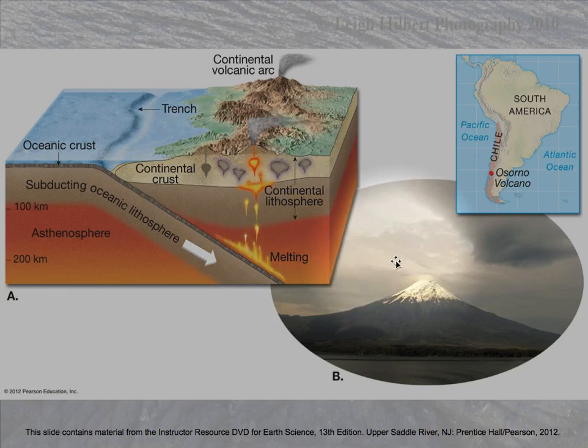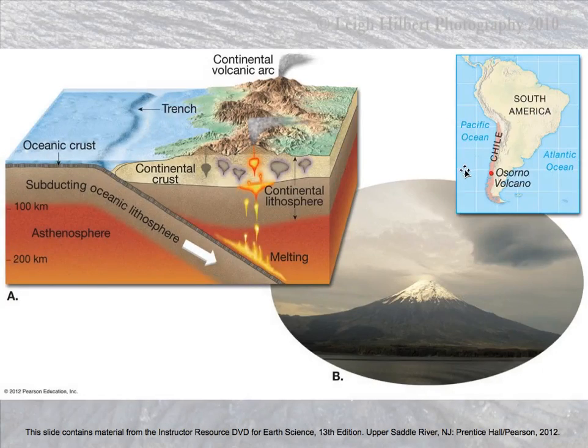Oftentimes, these Andean-type volcanoes, usually with andesite as the dominant mineralogy, will occur at continental-ocean arcs or subduction arcs, as they do all along the western margin of South America and the western margin of North America and the eastern margin of many Asian continent locations.